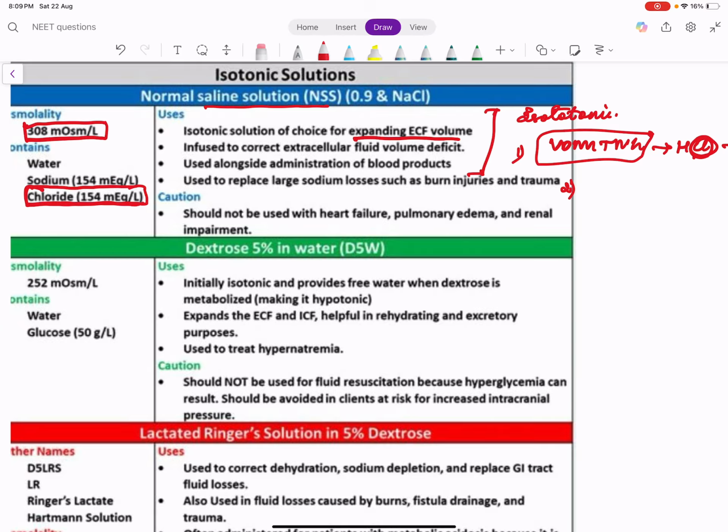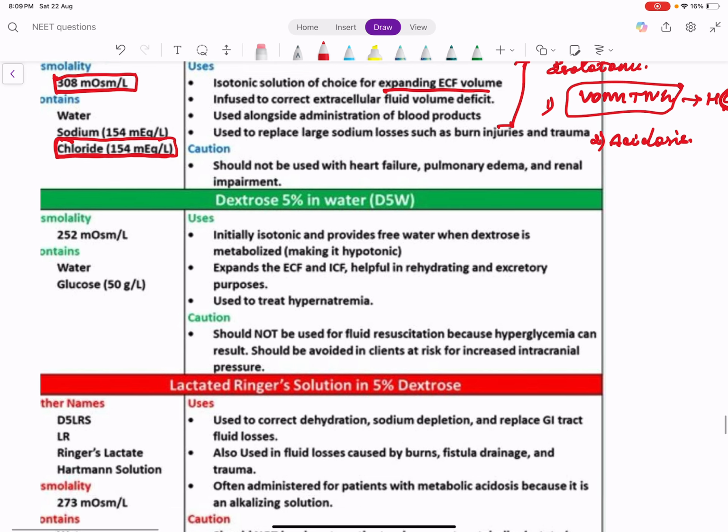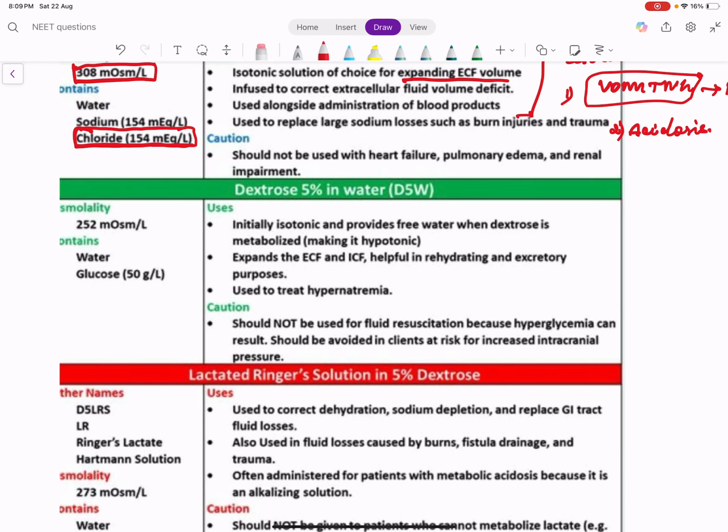When excess normal saline is given, chloride buffers with the bicarbonate. So when chloride increases, bicarbonate reduces, leading to acidosis. So the fluid which causes acidosis when given in large amounts is normal saline. This was a question asked in one of our competitive exams.